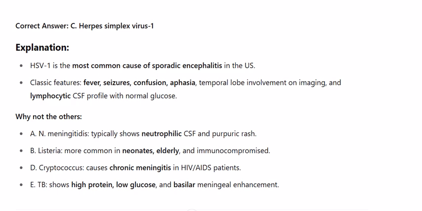Classic features: fever, seizures, confusion, aphasia, temporal lobe involvement on imaging, and lymphocytic CSF profile with normal glucose. Why not the others? A. N. meningitidis typically shows neutrophilic CSF and purpuric rash. B. Listeria, more common in neonates and immunocompromised. D. Cryptococcus causes chronic meningitis in HIV/AIDS patients. E. TB shows high protein, low glucose, and basilar meningeal enhancement.